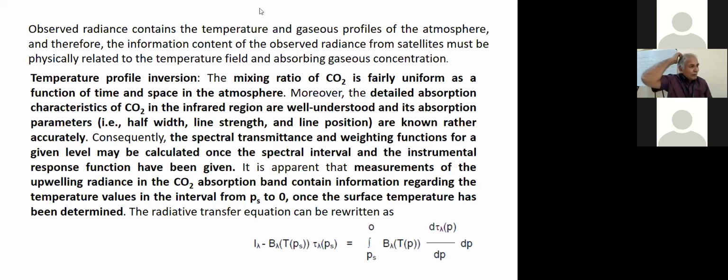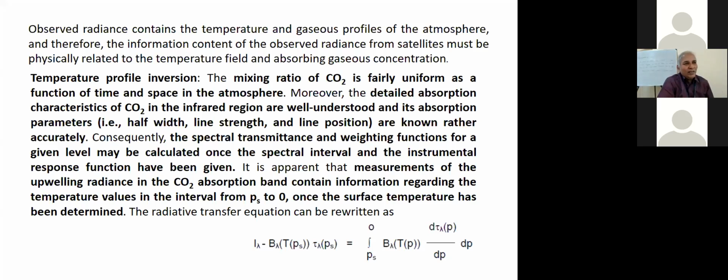So is it possible for us, from measuring the amount of radiance received by the radiometer in the satellite, to infer the temperature profile of the atmosphere? That is the issue. What we do is take one constituent of the atmosphere which is uniformly mixed, whose mixing ratio is constant at all heights.